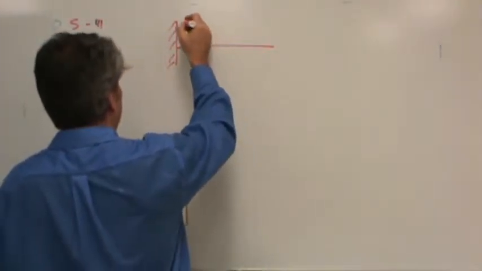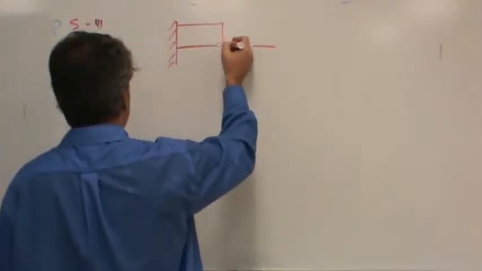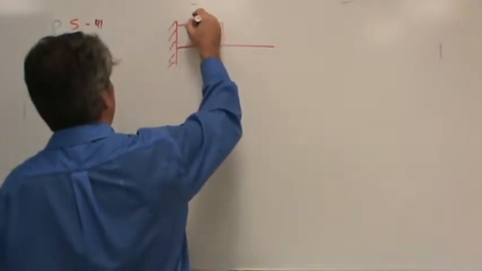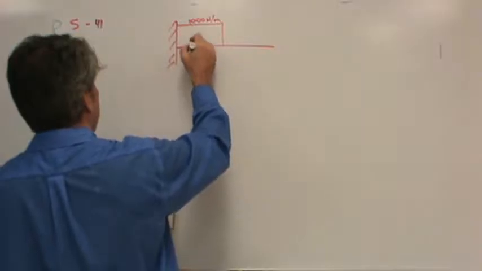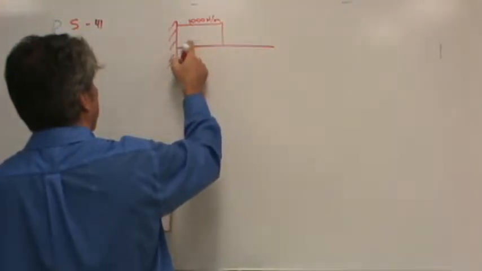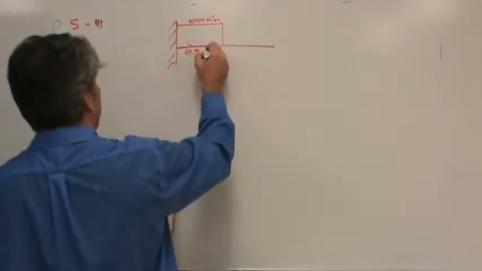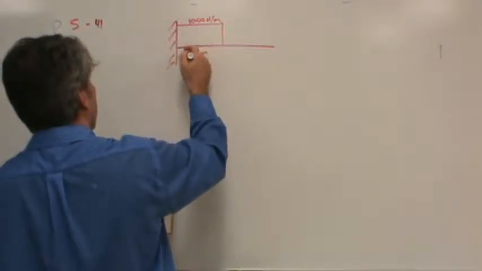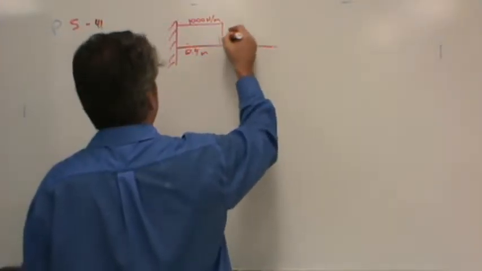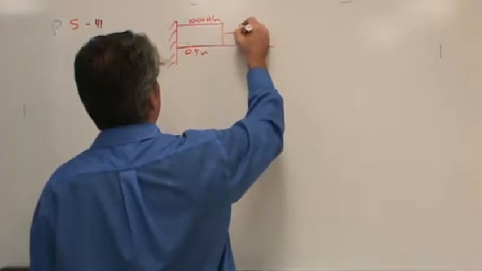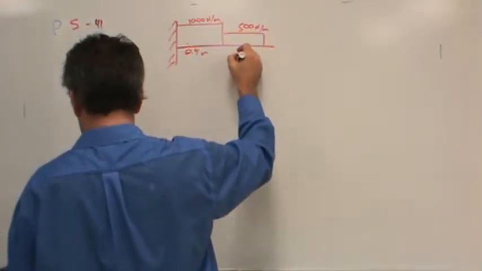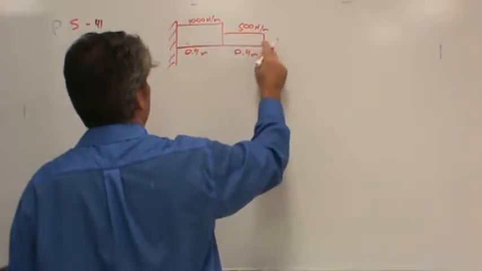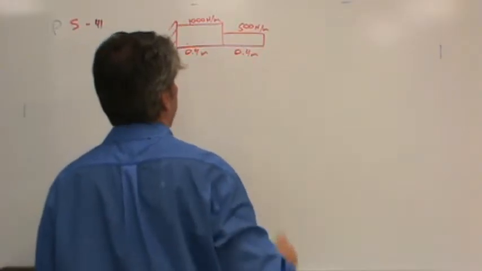Now there's a distributed load on this beam. In fact, there's two distributed loads. One is 1,000 newtons per meter, and that acts over a distance of, let's put it below, I guess, 0.4 meters. The other distributed load is half of that. It's 500 newtons per meter, and that acts over a distance of also 0.4 meters, and then we're not interested in what happens after that.